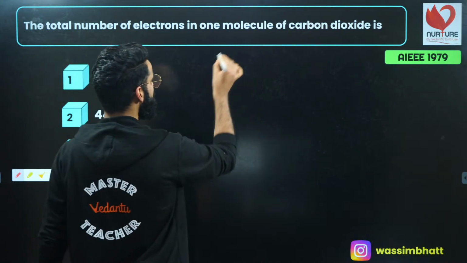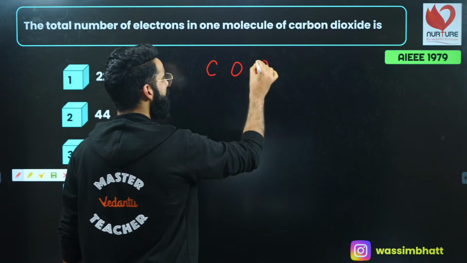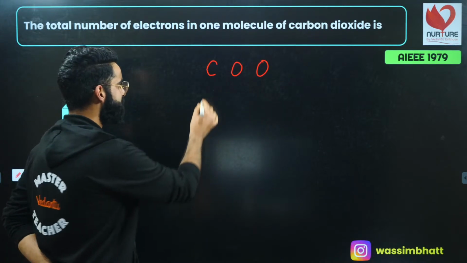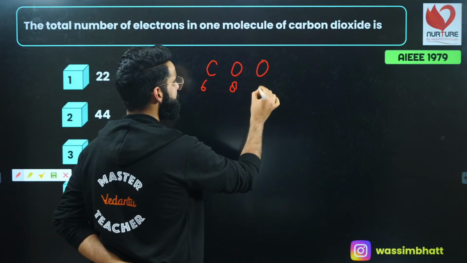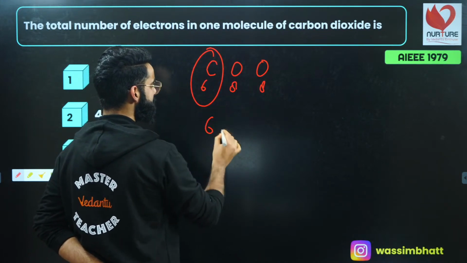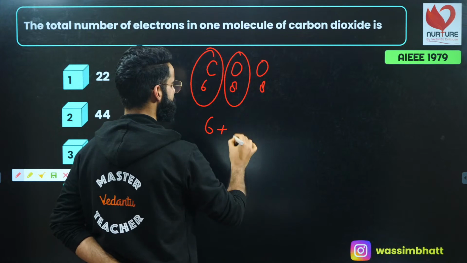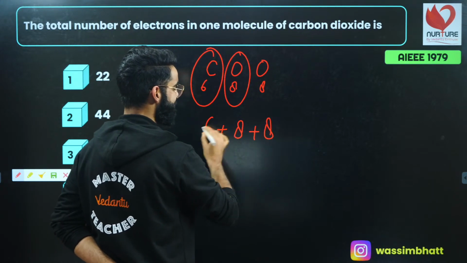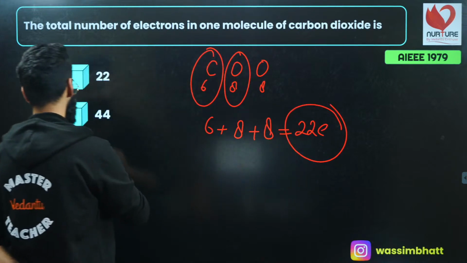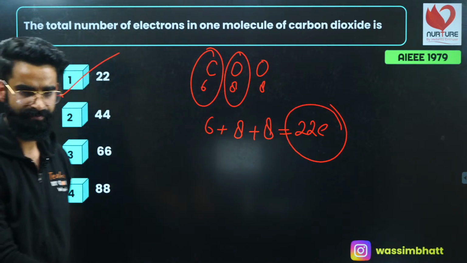See, one molecule of carbon dioxide contains 1 carbon atom and 2 oxygen atoms. What is the atomic number of carbon? 6. This is 8, this is 8. How many electrons are there in one atom of carbon? 6. How many electrons are there in one atom of oxygen? 8. One more oxygen, 8. 8 is 16 plus 6, 22. So in one molecule of carbon dioxide, there are basically 22 electrons, right?